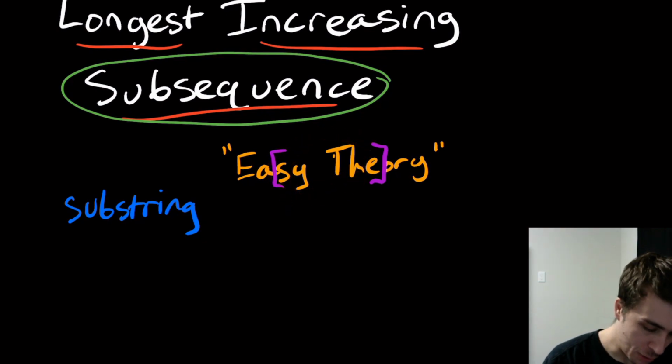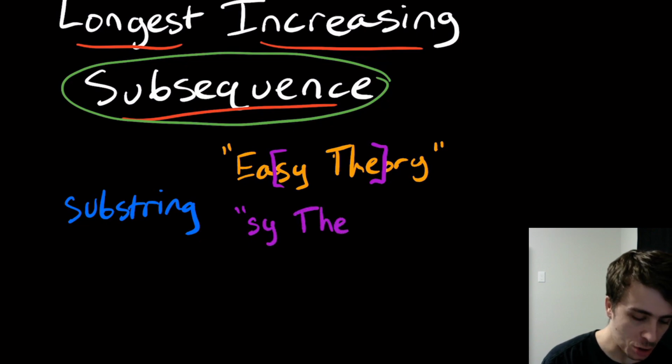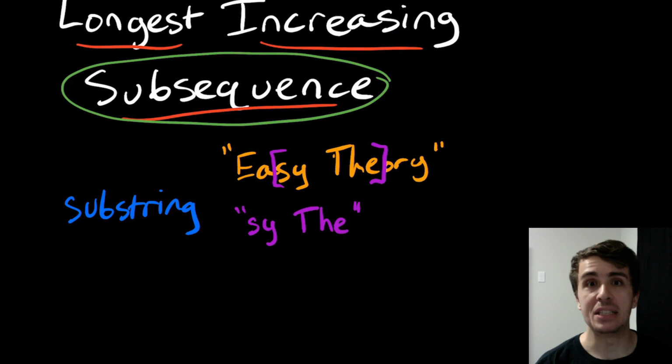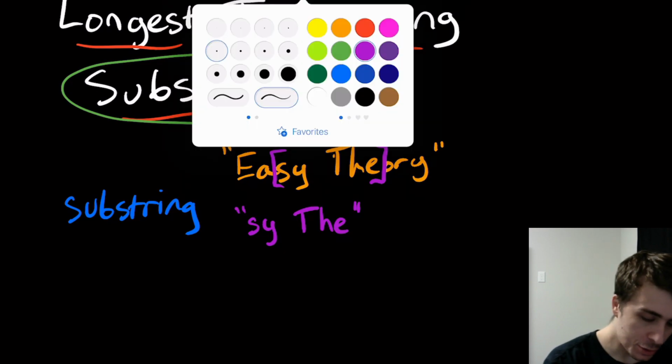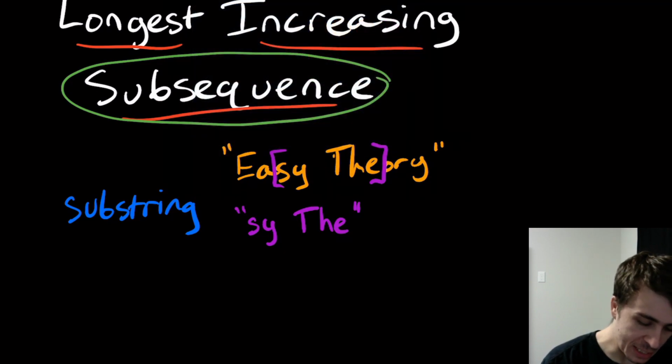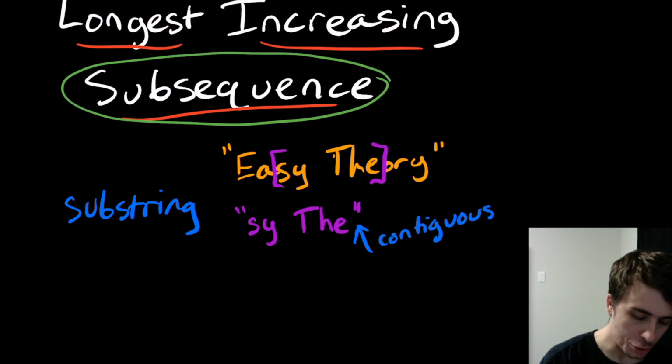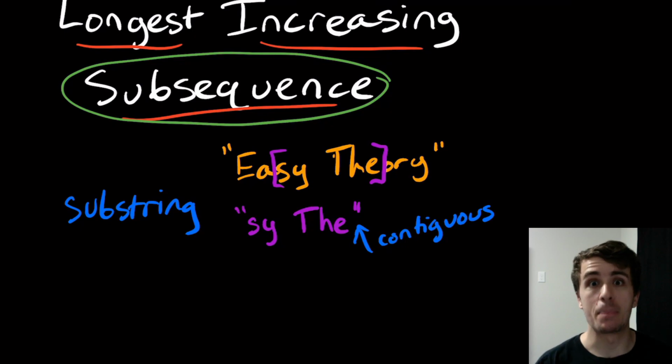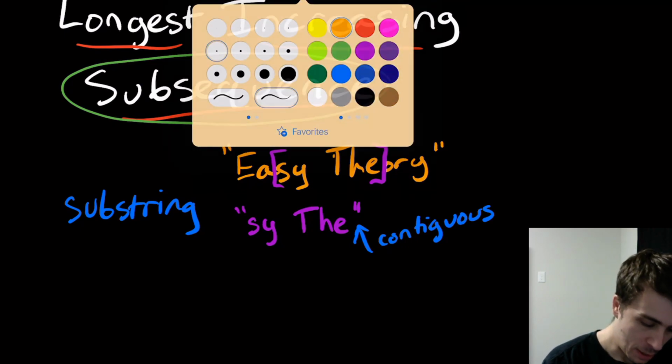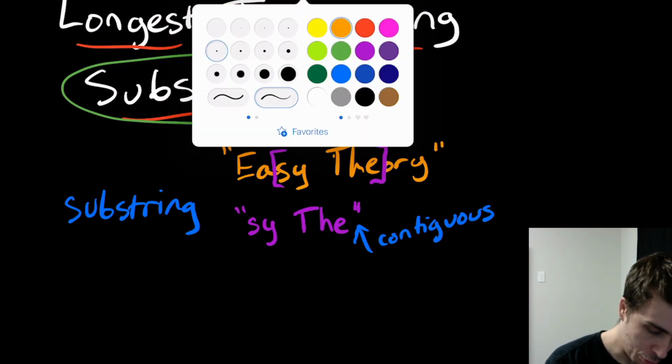So the string "sy THE", with the space, that is a substring. What we can notice here is that this is contiguous in the original string. It's not skipping characters or anything.